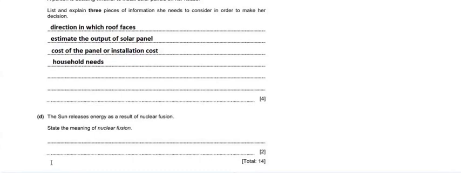Okay, so now we'll move towards part D of the question. The sun releases energy as a result of nuclear fusion. So this is a process by which the radiations are coming out, and those radiations reach the Earth's surface. State the meaning of nuclear fusion.